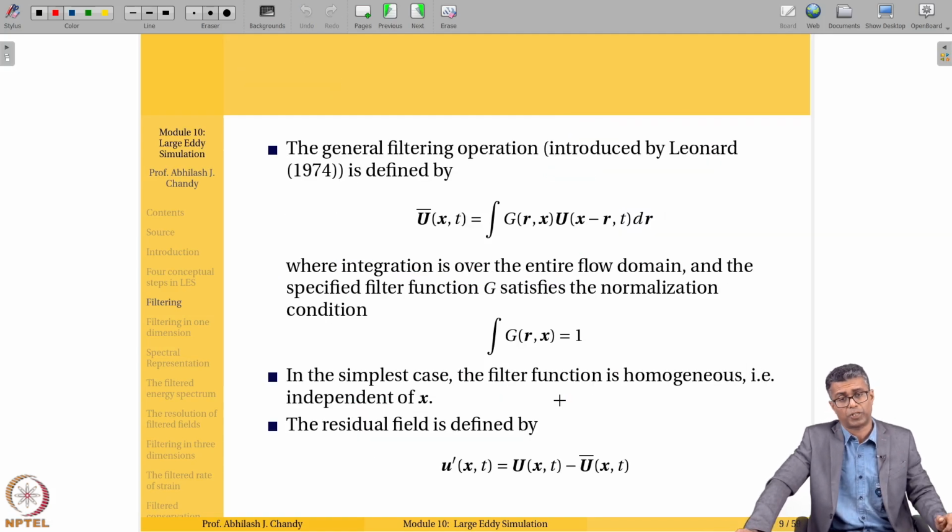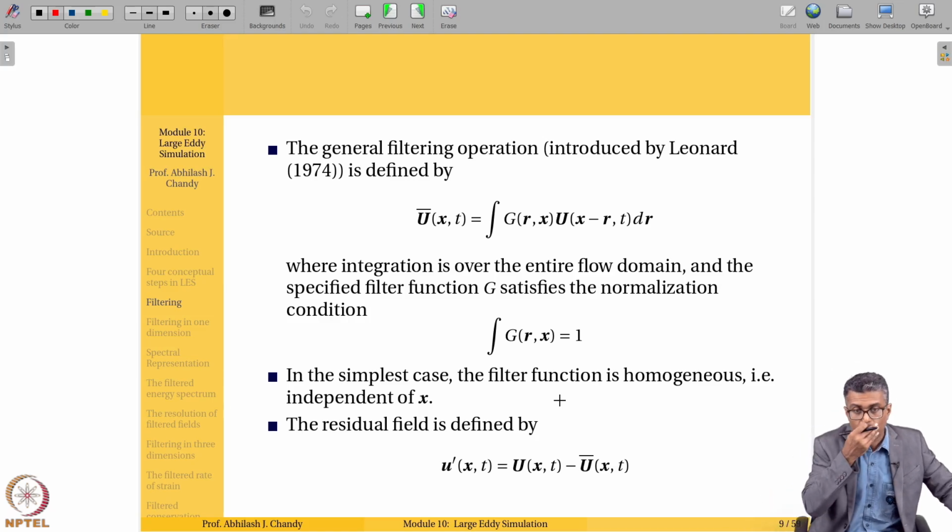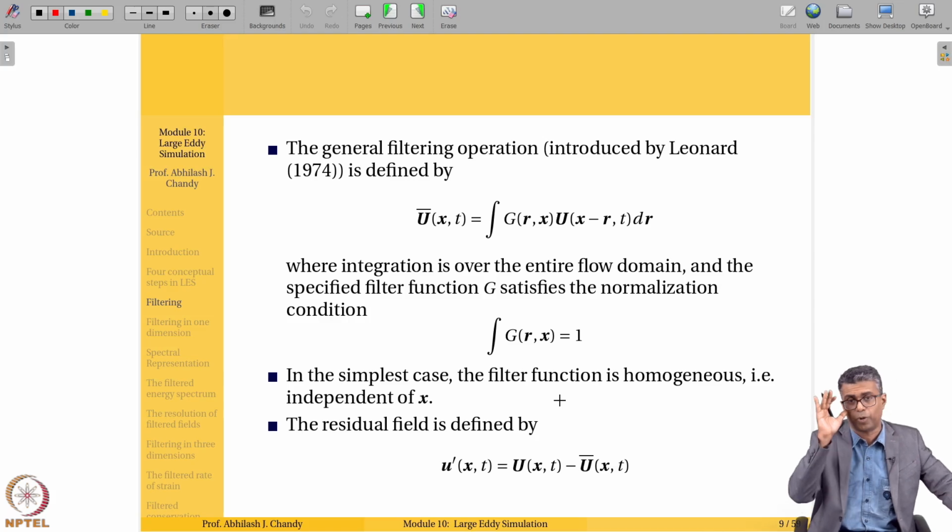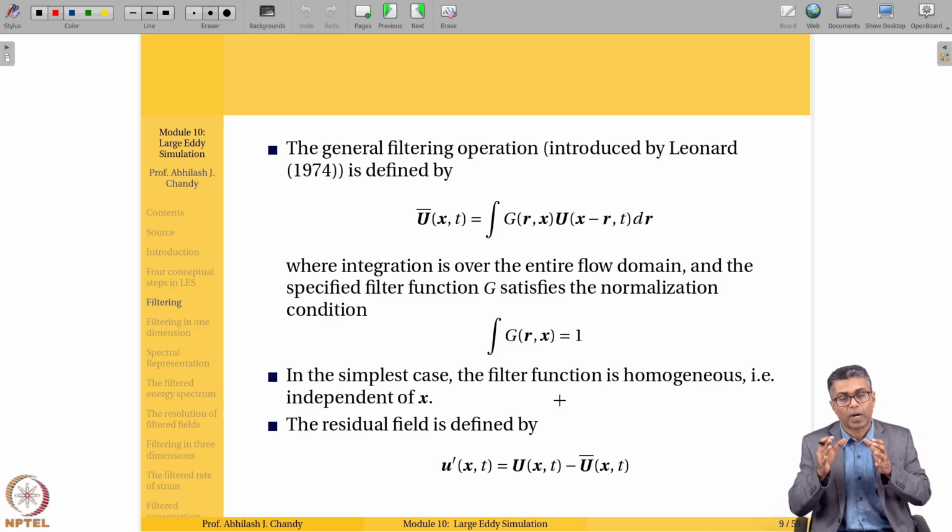But let's look at the filtering operation. Mathematically what the filtering operation looks like. So the filtering operation was introduced by Leonard in 1974, and this is what it looks like. It's a convolution operation basically. You have u bar equal to the integral of the filter operator g of r of x times u of x minus r, t, dr. So it's a convolution operator where this integration is applied over the entire flow domain. And your g, which is your filter function, basically satisfies the normalization condition, because what happens is you have to recover your velocity, right?